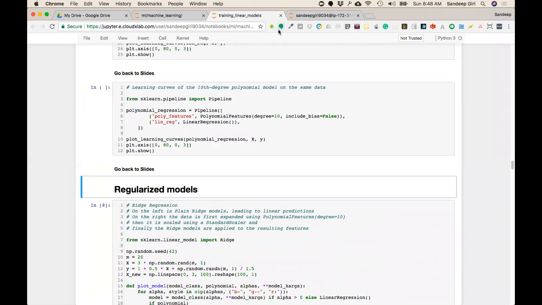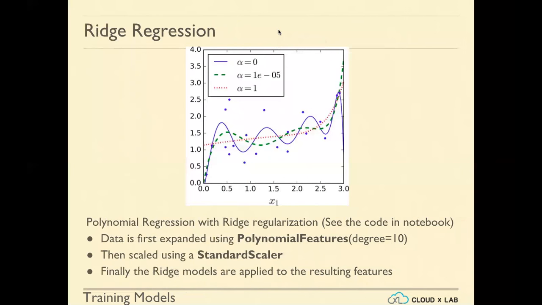Okay, so I'm just trying to see if my notebook is running. All right, so here the data is first expanded to include polynomial features with degree 10, and then the data is scaled using a standard scaler, and then finally ridge models are applied to the resulting features.